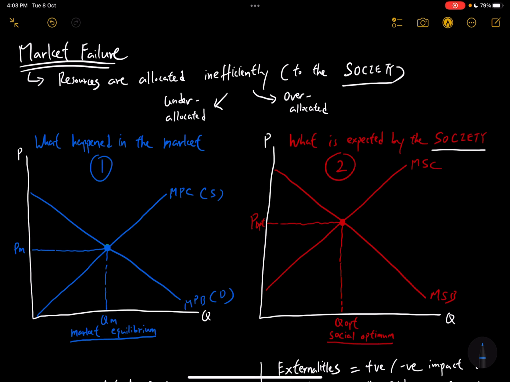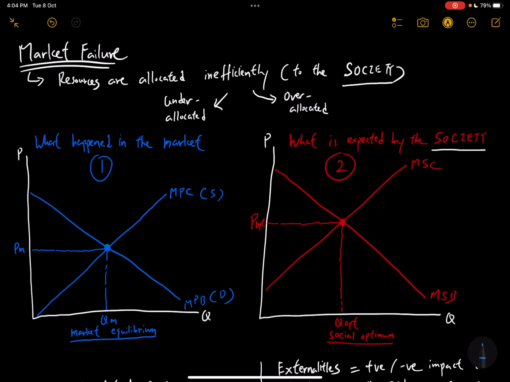When we use a diagram to explain market failure, a very important thing we must know first is how we can see two different perspectives from the diagram. As you can see on the screen, there are already two perspectives. If we look at the left, that is what happened in the market. I know there are very many terms, but don't be afraid. Marginal private benefit, marginal private cost, you just treat them like demand and supply.